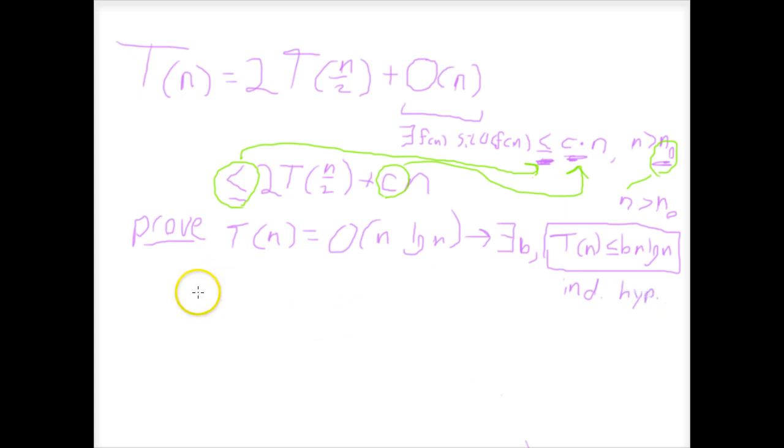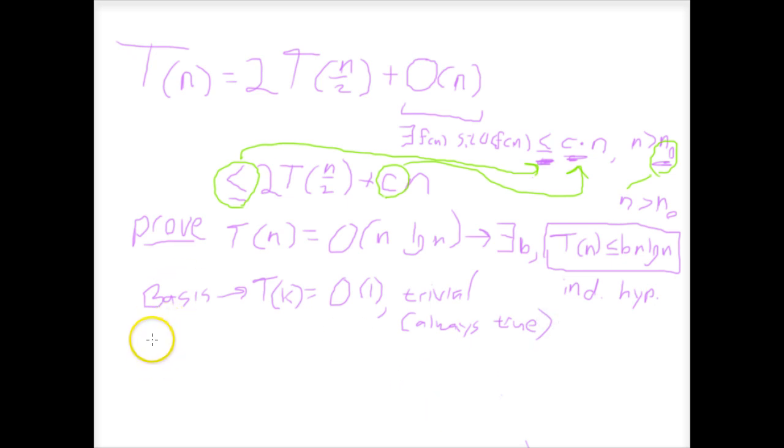Our inductive hypothesis, and we're going to use an inductive proof, is that T(n) is less than or equal to b n log n. Our basis case is to show that for some constant n, T(n) is order 1. And in fact, that's always true. If n is bounded above, for fixed size problems, you can always do a brute force solution, and it's considered O(1). We don't even need to do anything for the basis case. So with big O involved, we just ignore the basis case.